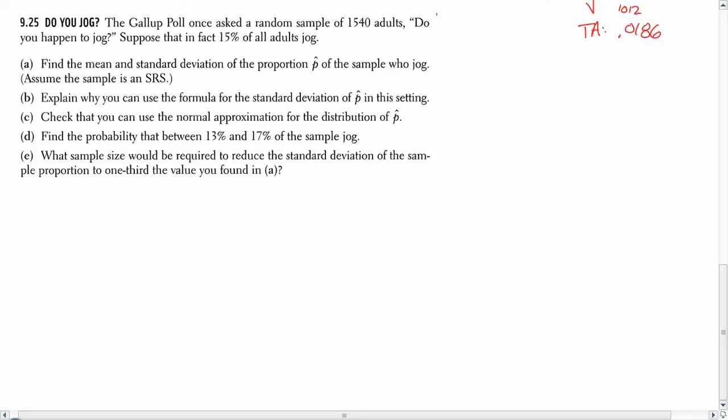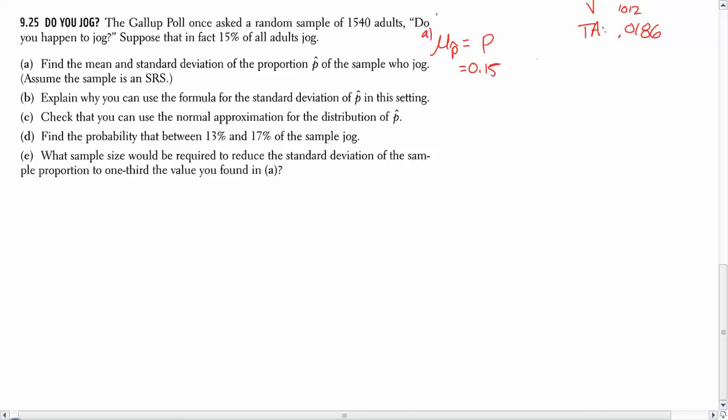A Gallup poll once asked a random sample of 1540 adults, do you happen to jog? Suppose that in fact 15% of all adults jog. Mean and standard deviation. Remember again, the mean, mu of p hat, is equal to the population proportion, which is 0.15.